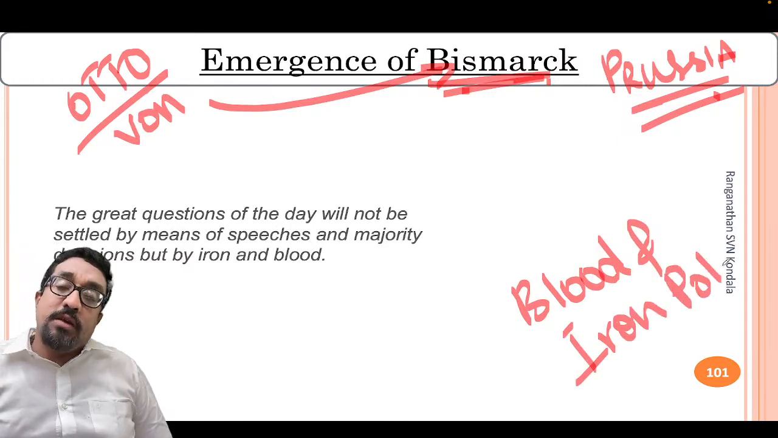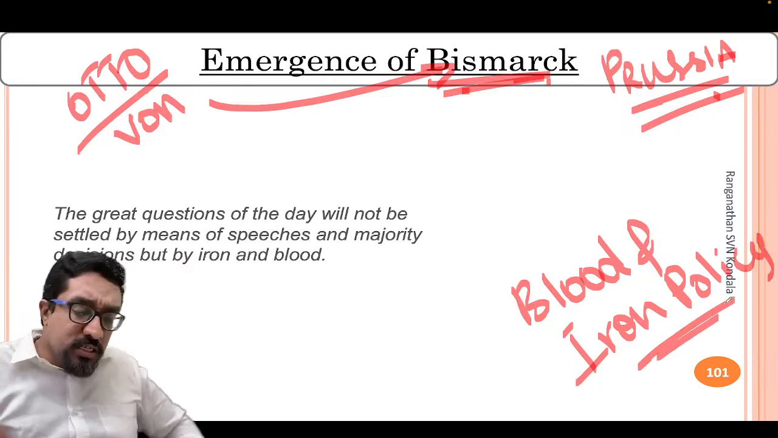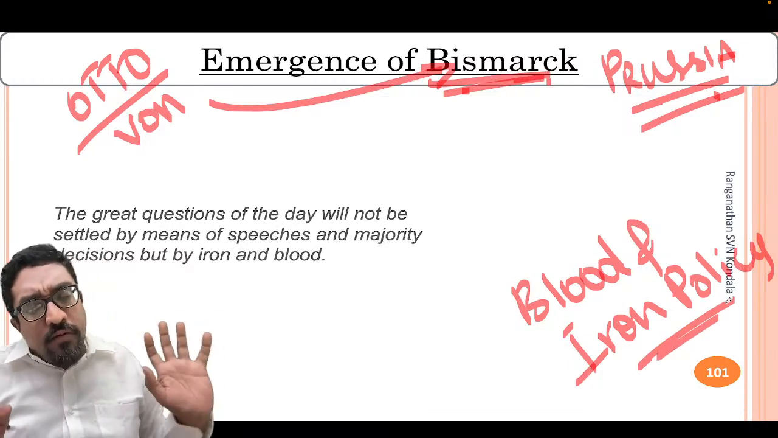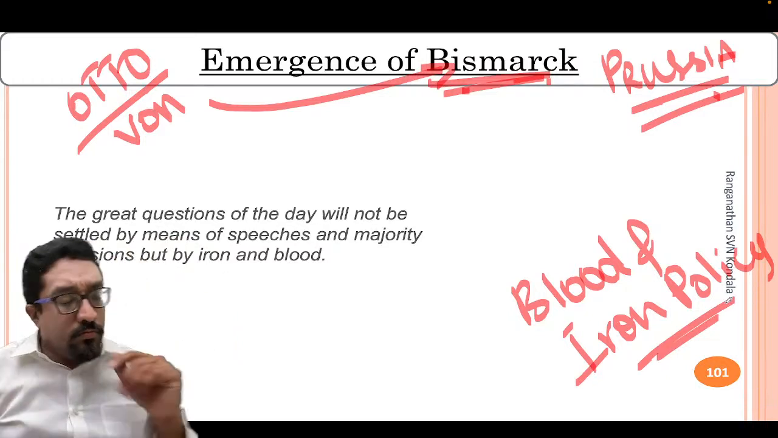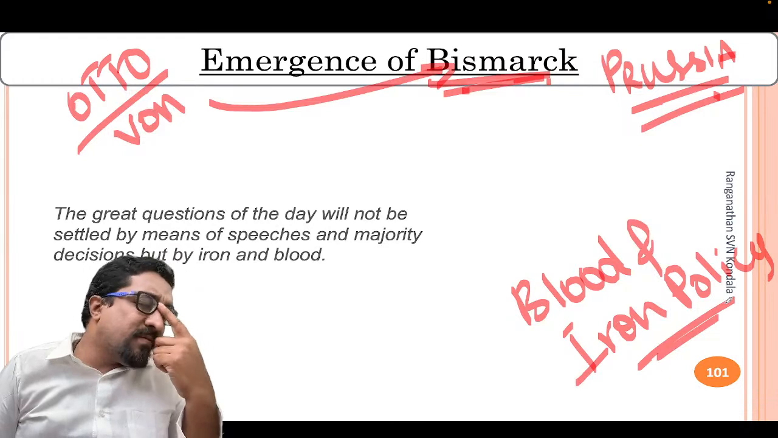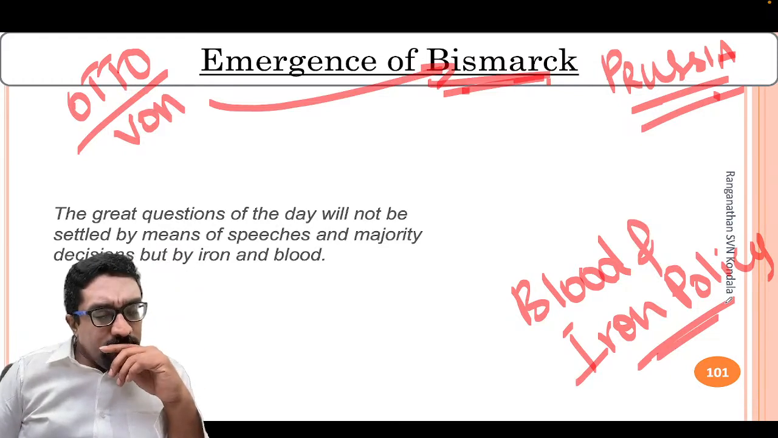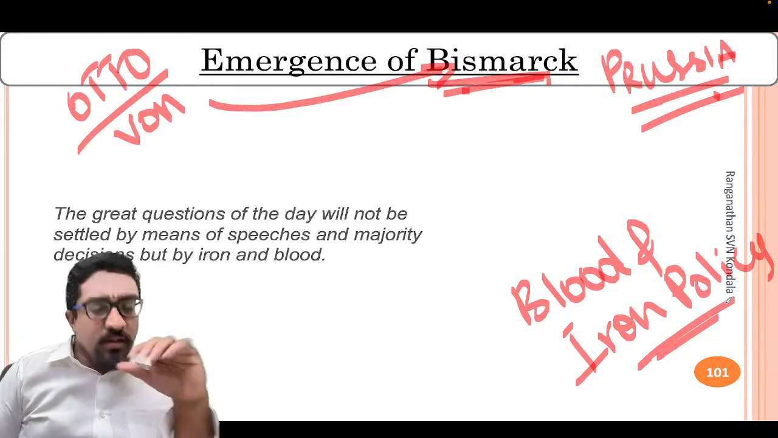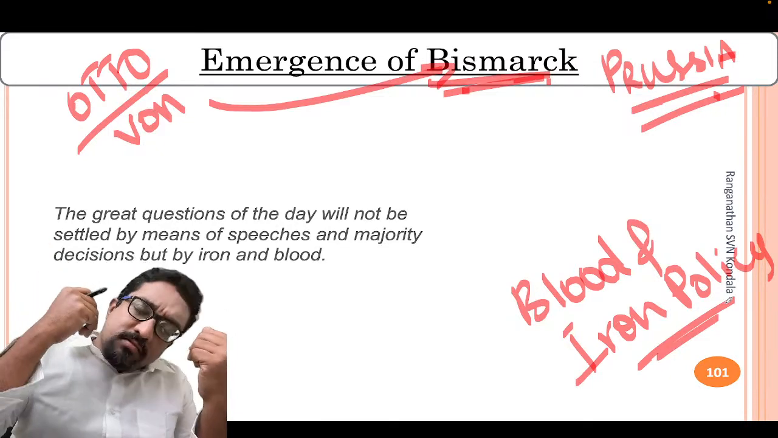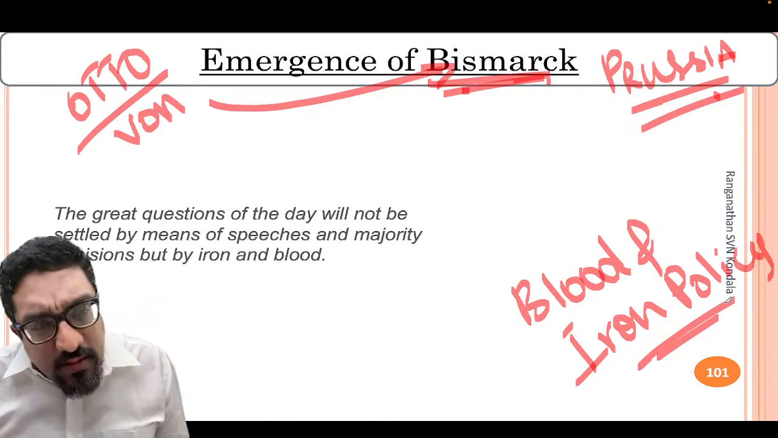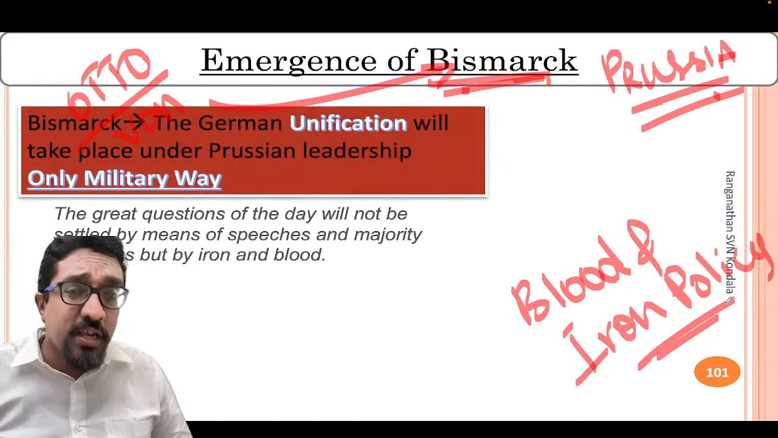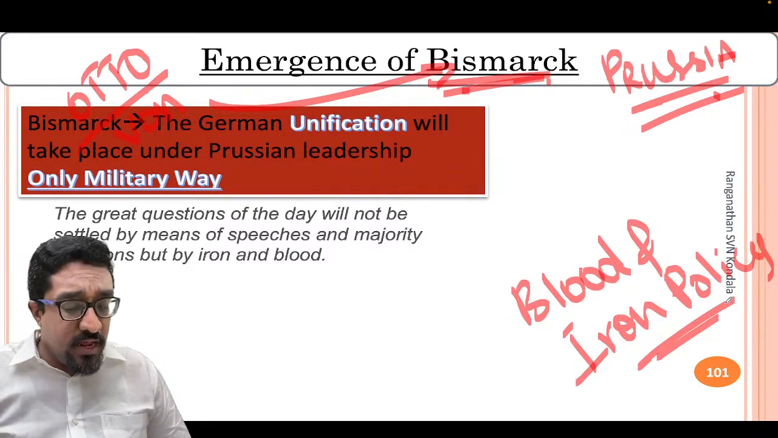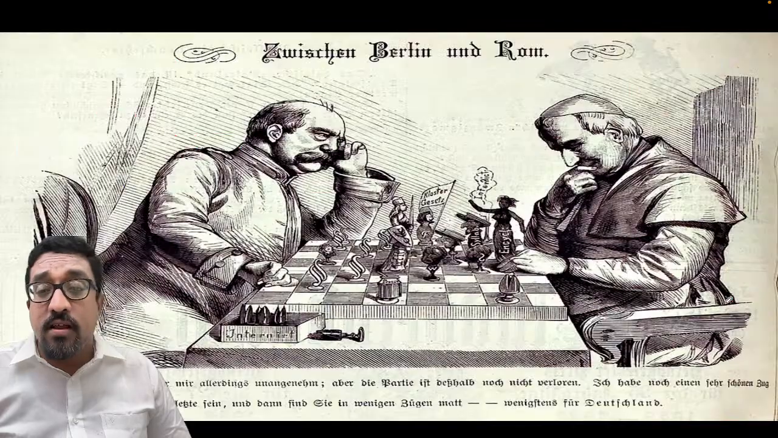blood and iron policy. Matlab, what was blood and iron policy is Bismarck strictly believed that all problems of the world can be resolved by war. जंग से सब कुछ सॉल्व किया जा सकता है. The great questions of the day will not be settled by means of speeches and majority decisions, but by iron and blood. Blood and iron policy of Bismarck.